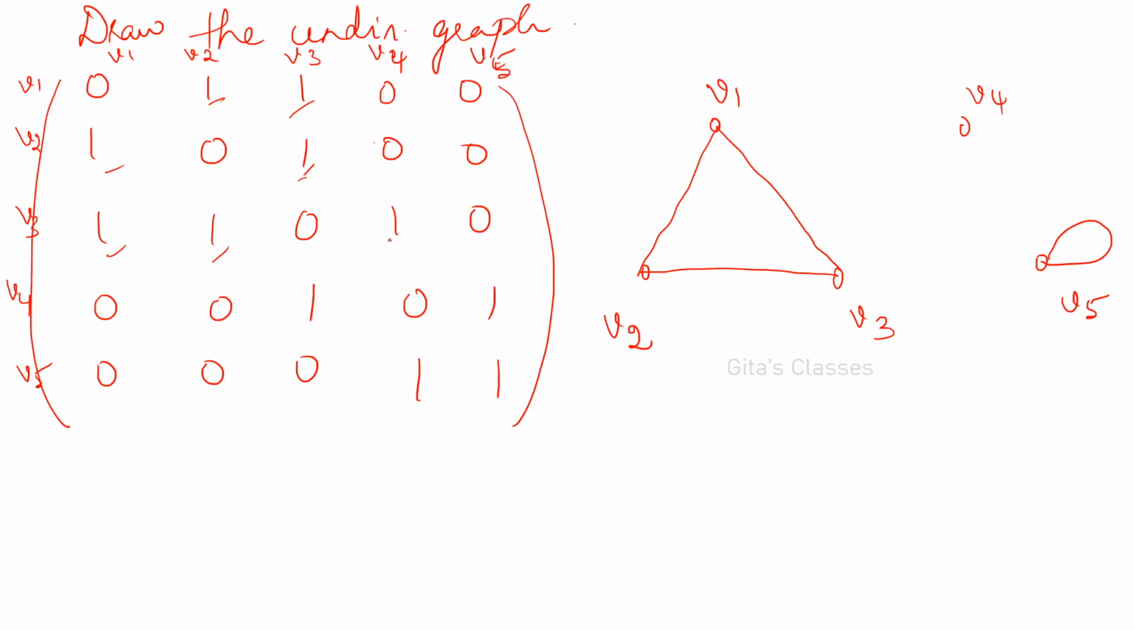Now, this is V3, V4 and V4, V3. Next is V4, V5 and V5, V4. That's all. All the ones are represented. This again. Last one is a loop. Okay. So this is the graph. So if the matrix is given, you should be able to draw the graph.